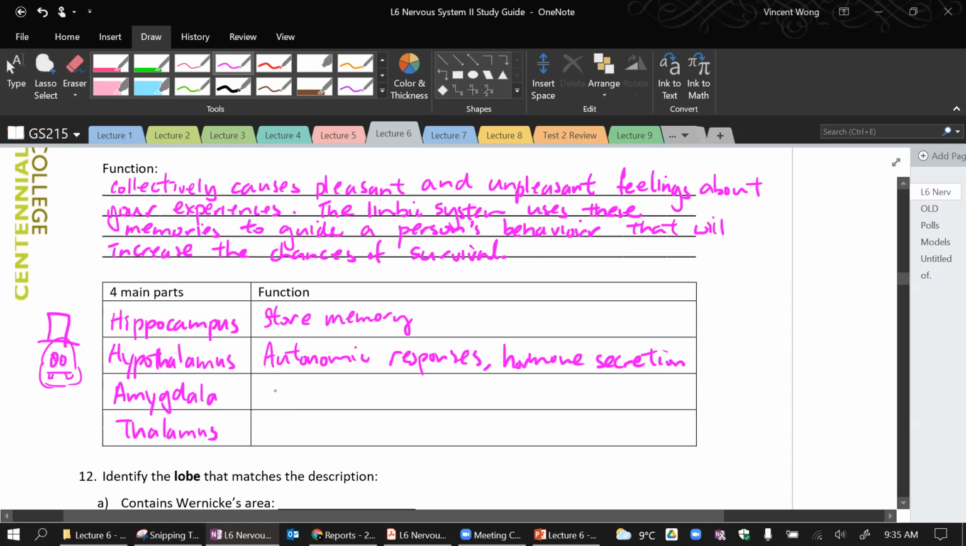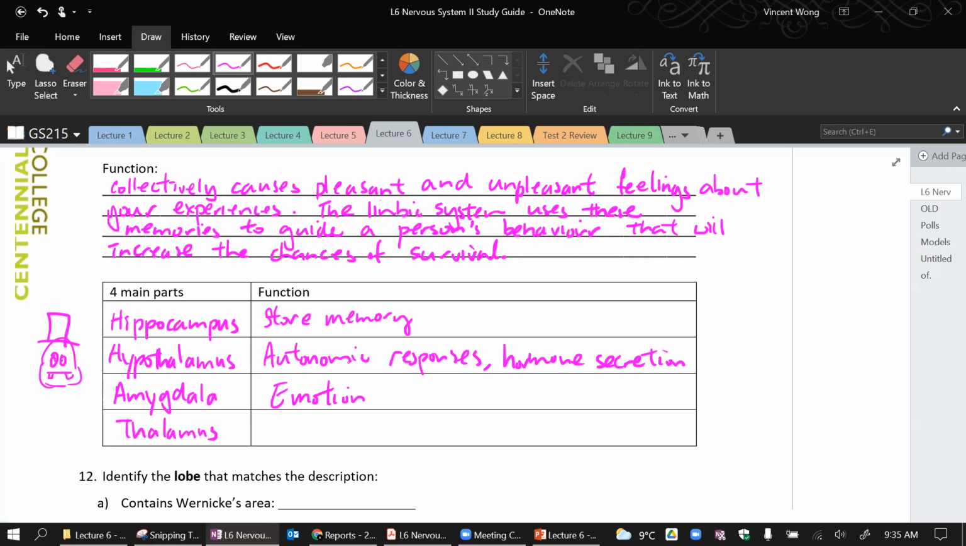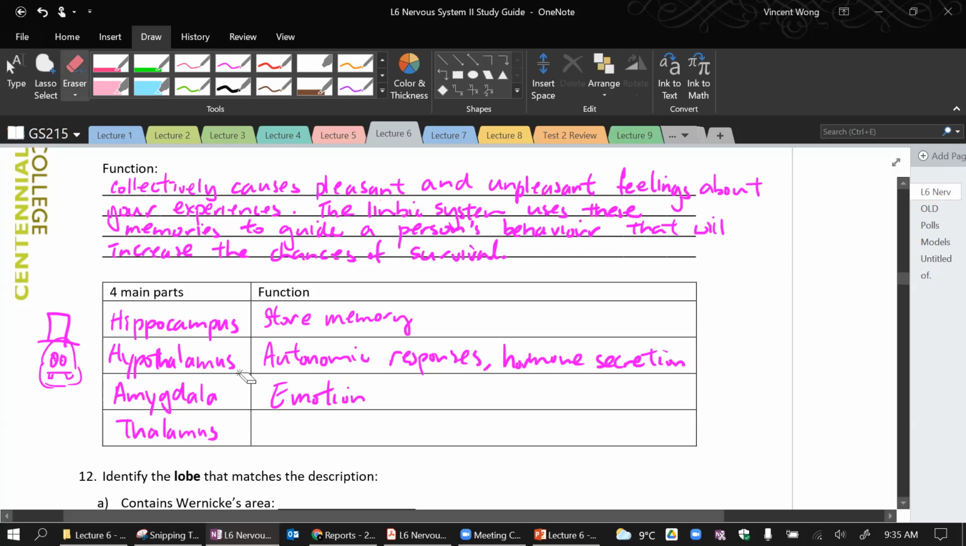And the amygdala is responsible for emotion. All the emotions you feel, happy, sad, angry, frustrated, all those things, that's part of the amygdala. Finally, the thalamus. I sort of mentioned it earlier. It helps you filter some of the sensory information, so it filters and helps process sensory input.